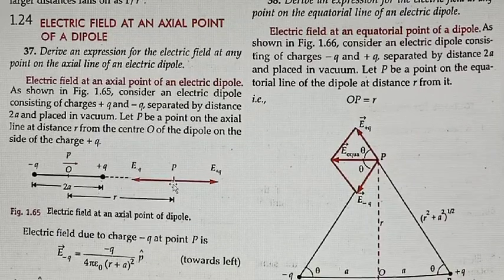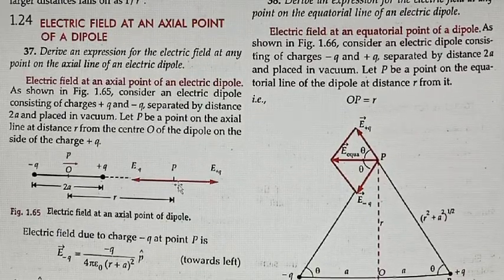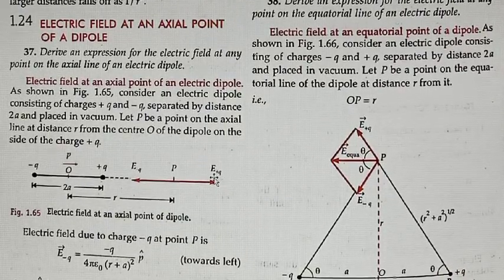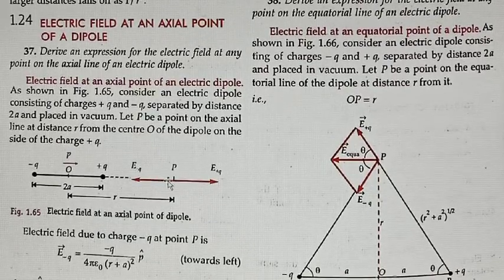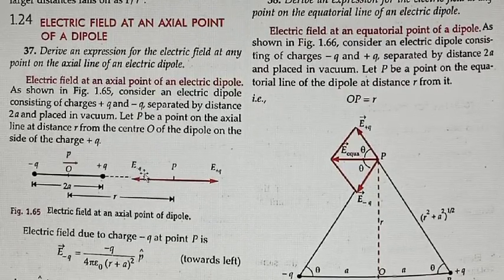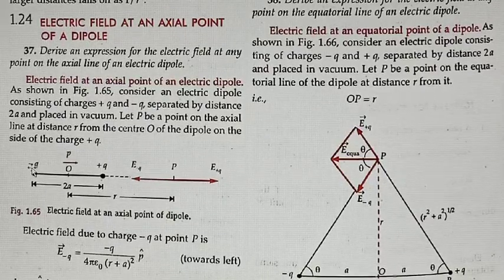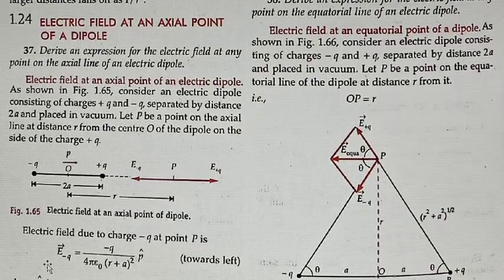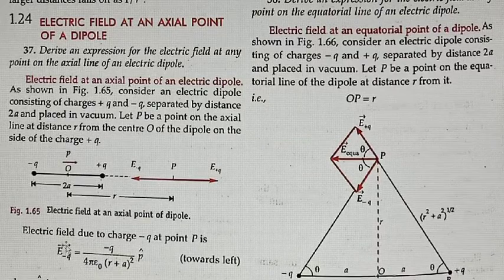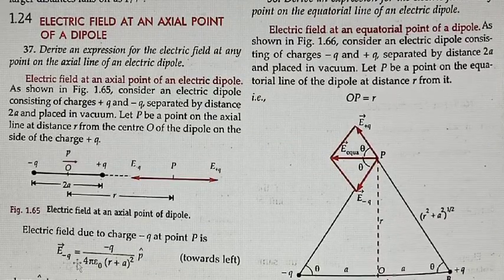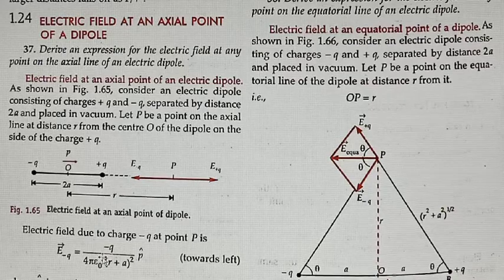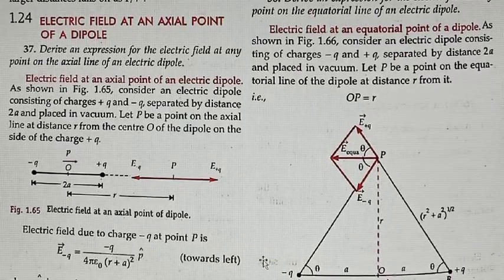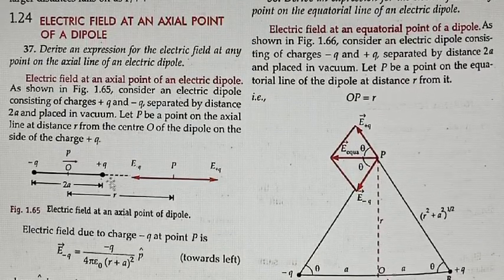Also you can see the direction of electric field at point P due to plus q and minus q. At point P, this is the direction of electric field due to plus q. Notation is E plus q, and this is the direction of electric field at P due to minus q, the negative charge. So it is E minus q. Now let us write the expressions for E plus q and E minus q. Electric field due to charge minus q at point P is E minus q equal to minus q by 4 pi epsilon naught (r plus a) whole square p cap, towards left.